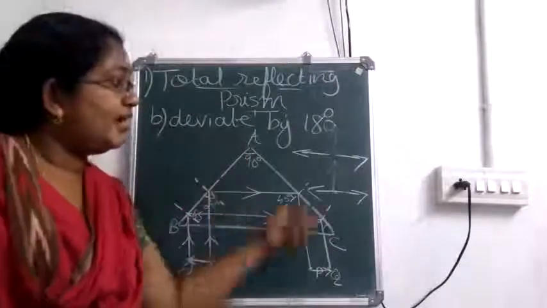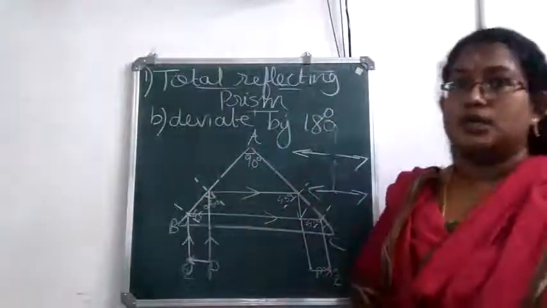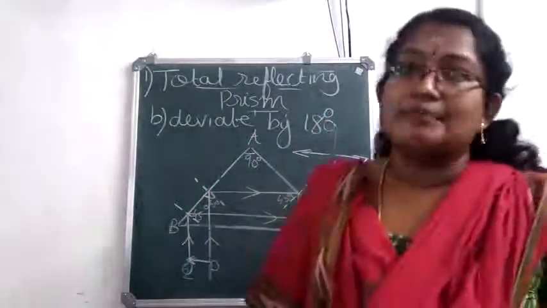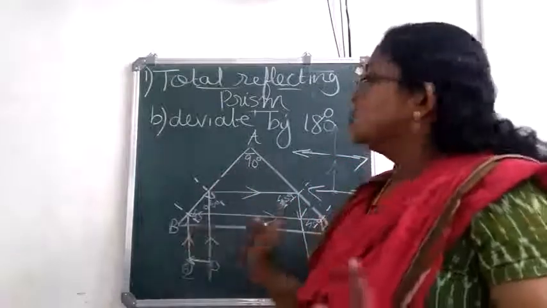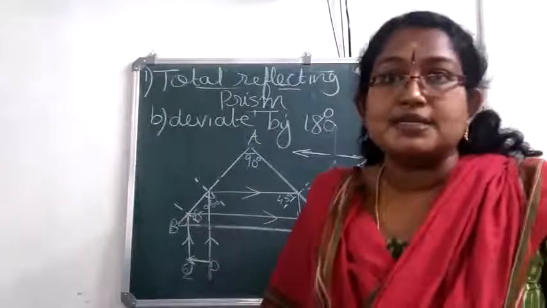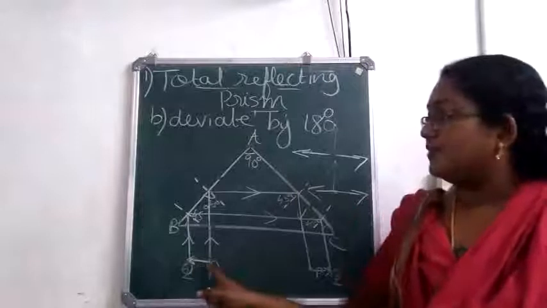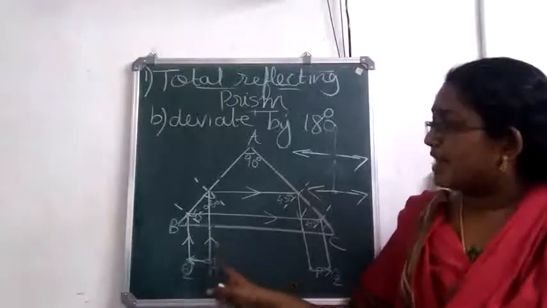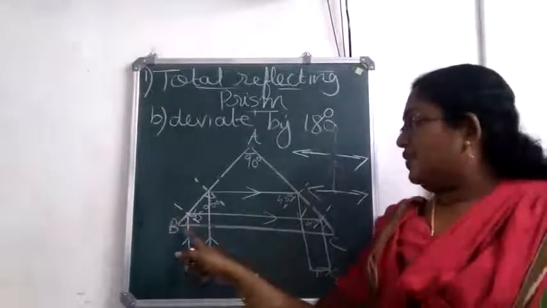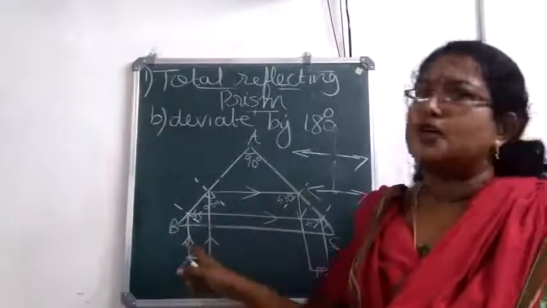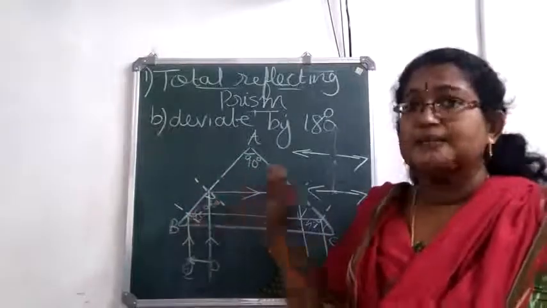And do you know where is it used? It is used in camera and binocular. Okay, it is used in camera lens and binocular. So once again, our aim is to use a total reflecting prism to deviate a light ray by 180 degree. So I have kept the object PQ. First I have drawn the light ray from P. Then it hits on the face BC. It is normal incidence, so it will go without any deviation and hits on the face AB.